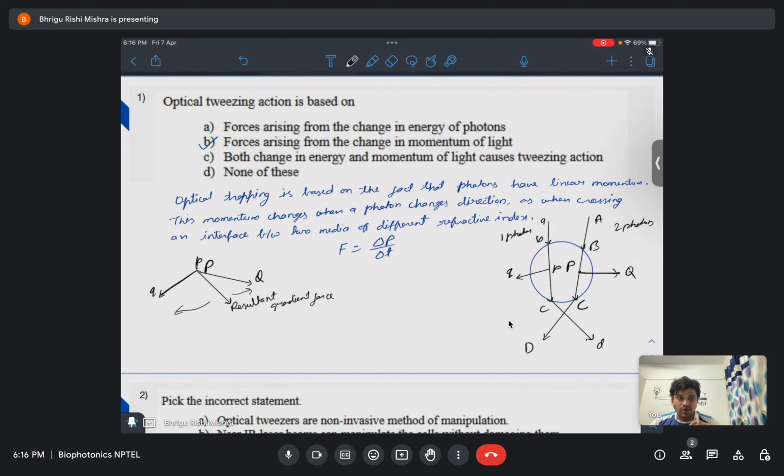Okay, so in order to move or trap the sphere, the cell or tissue, you should have the gradient force greater than the scattering force. That is why you should put the sample in water or in any liquid which has a refractive index comparable to the refractive index of the cell.